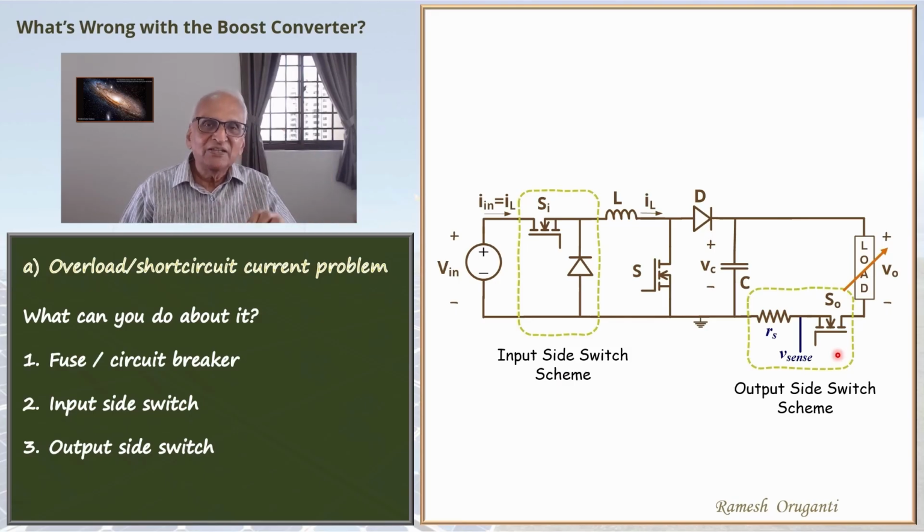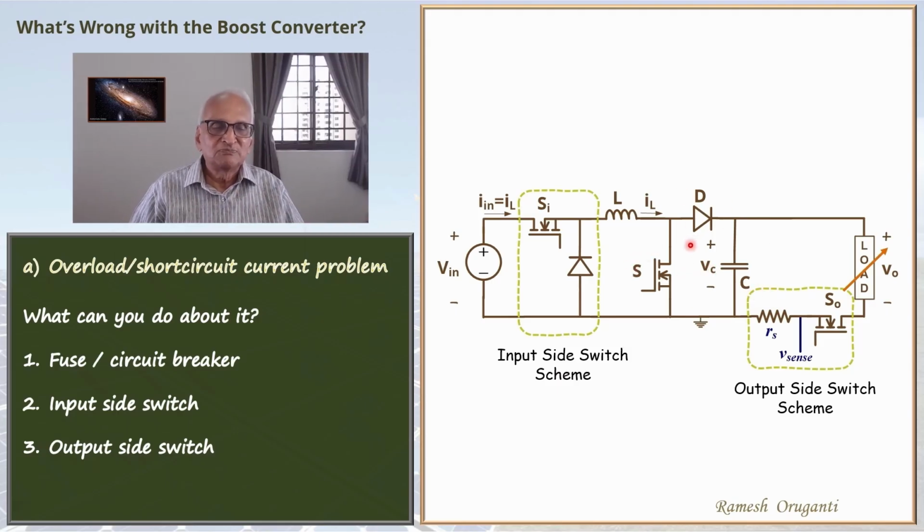But on the other hand, there is one problem with the output side switch scheme. When the output side switch is switched off, the inductor will still have some current. So that inductor current is going to flow into the capacitor now. It cannot flow into the load. So the inductor energy will be transferred to the capacitor. The capacitor voltage will build up. That high voltage may damage the capacitor. It may also damage the switch or the diode.